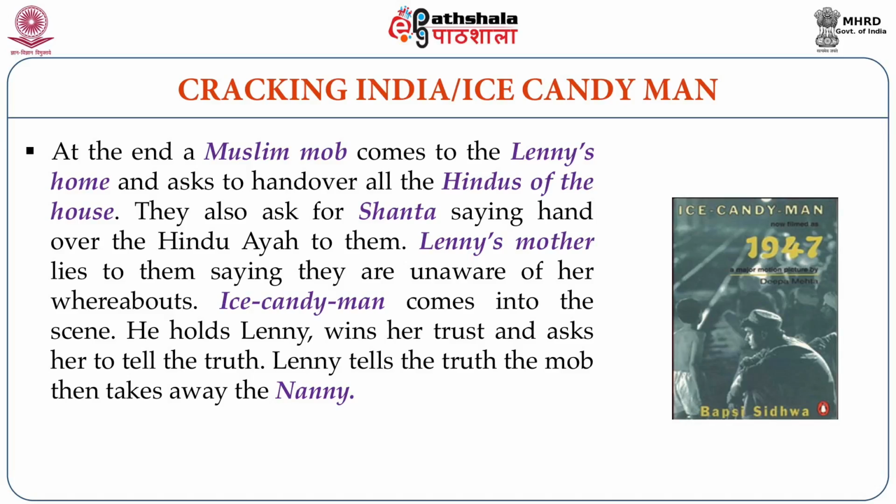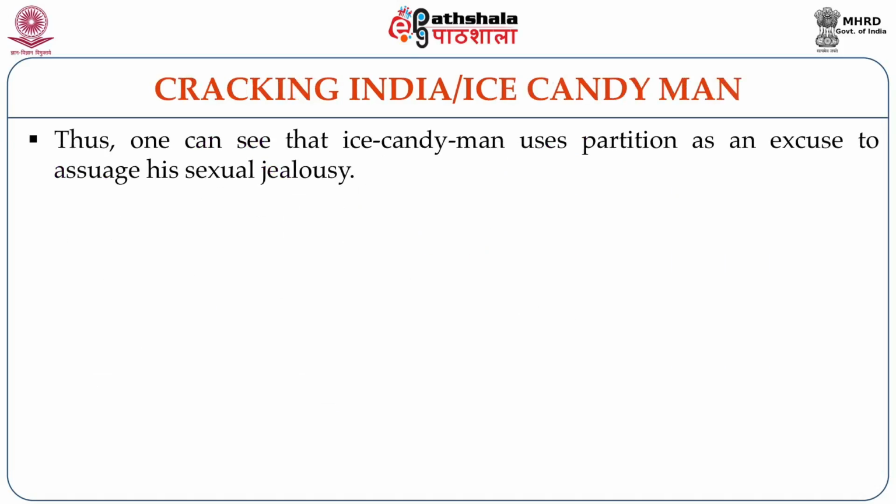Now, the Ice Candy Man comes onto the scene. He holds Lenny close, wins her trust, and asks her to tell the truth. Little Lenny tells the truth, and the mob takes away Shanta. Thus, one can see that the Ice Candy Man uses partition as an excuse to assuage his sexual jealousy.